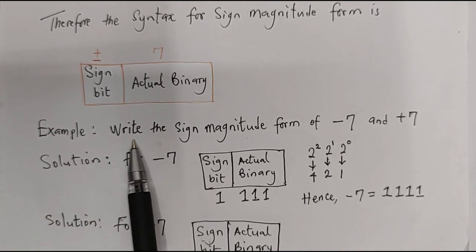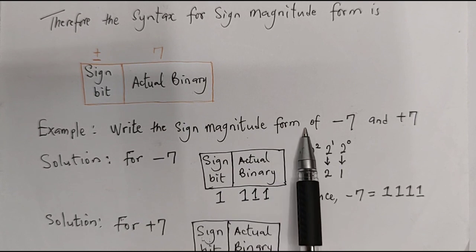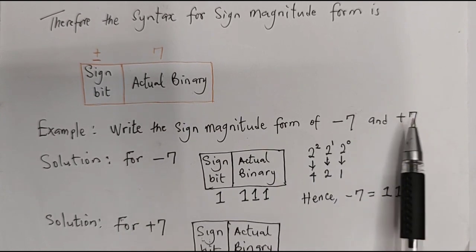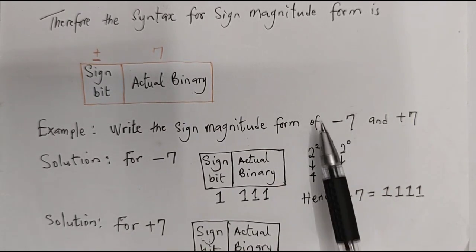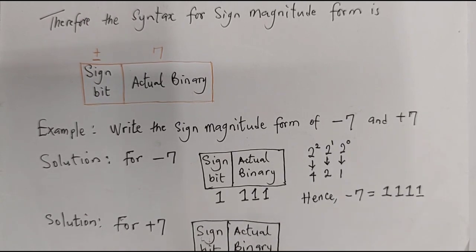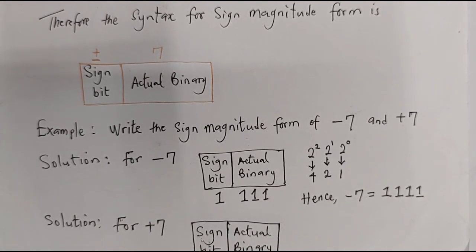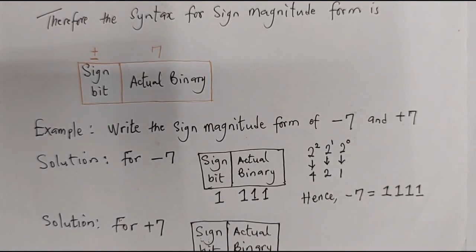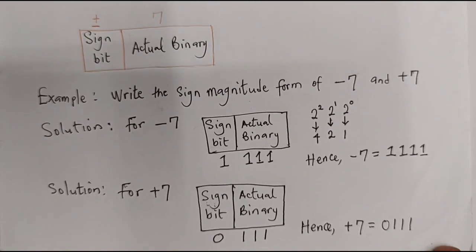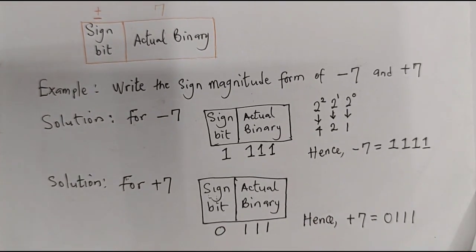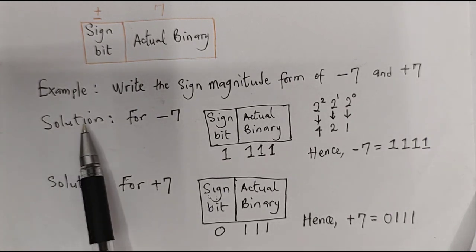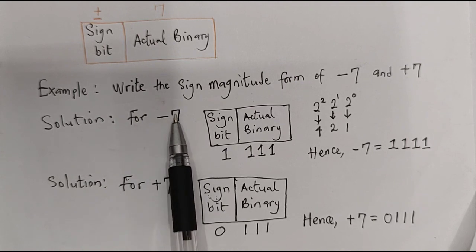The example says, write the sign magnitude form of -7 and +7. Now, if we have to represent -7 and +7 in binary bits, it's going to be different. It's not going to be the same. So they don't mean the same thing when it comes to binary bits because of the sign. Now, in that case, we need to understand the basic formula.